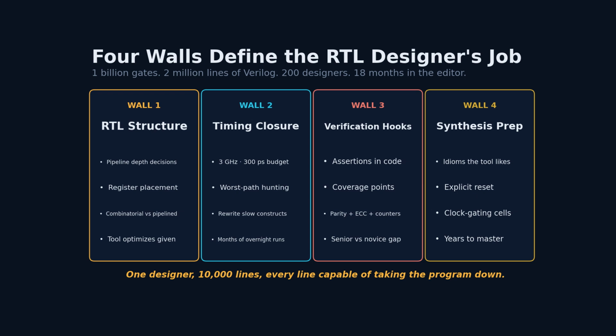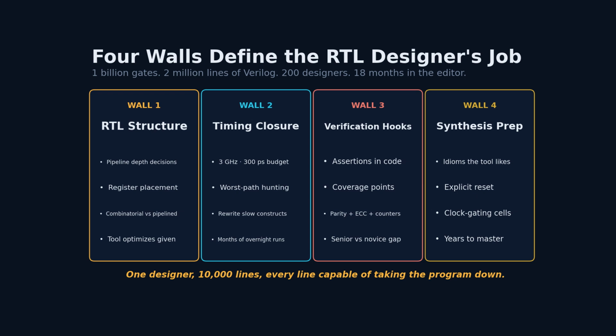Wall 3 is verification hooks. Every RTL block needs a test bench, assertions, coverage points. The RTL designer writes the design with verification in mind, exposes internal state for debug, adds parity bits and error counters that will save weeks of bring up later.